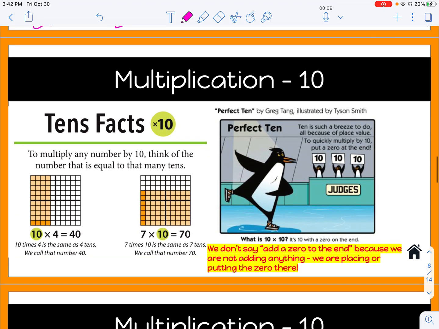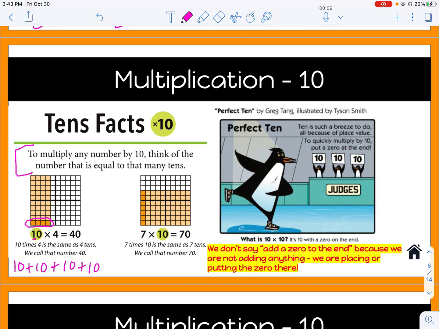Now, if you know your ones, you also know your tens. It's kind of like the identity property with ones, and we're just going to have groups of 10 instead. So, a fancy way to multiply any number by 10: think of a number that is equal to that many tens. So, for example, if I had 10 times 4, we're going to get to 40. This is also the same as saying 10 plus 10 plus 10 plus 10. It's also, notice, one group, but just 10 times.